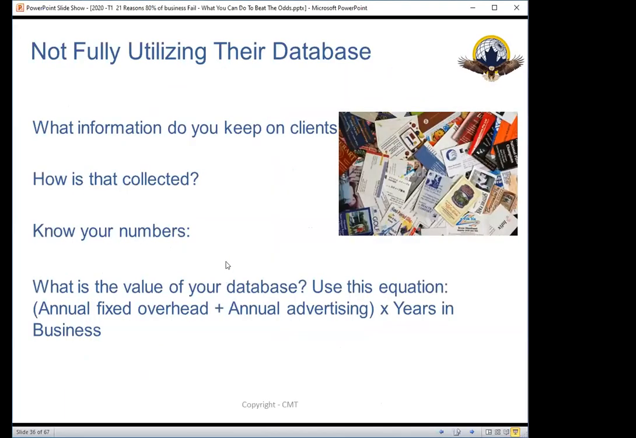So let's talk about your database. And this is the problem we all have. What information are you keeping on your database? How is it collected? Do you know the numbers? And this is where we used the Agile CRM. Now, I want to let you know, I've also used Bitrix 24, which is another CRM. I've also used HubSpot. I have settled on Agile CRM as my choice. I've got a couple of other systems that I've used, Excel spreadsheets and so on and so forth.